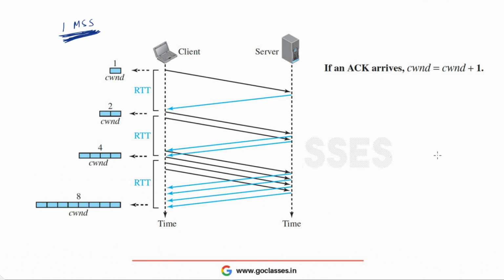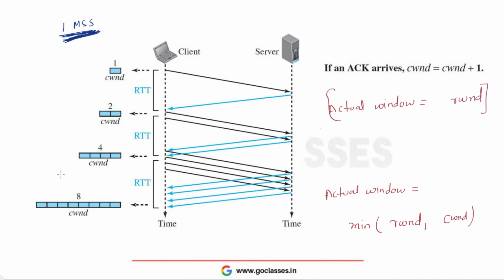I mean, receiver window size is huge enough. So my actual window is basically the minimum of receiver window and congestion window, right? Earlier, in the flow control, the actual window was just the receiver window, right? That was in flow control, but TCP does not only provide flow control. So this is the right formula: the actual window will be the minimum of receiver window and congestion window.